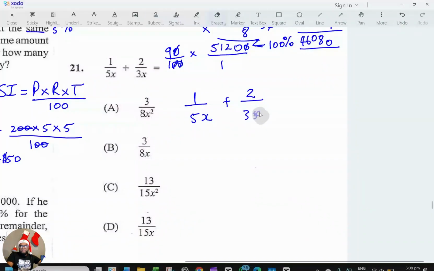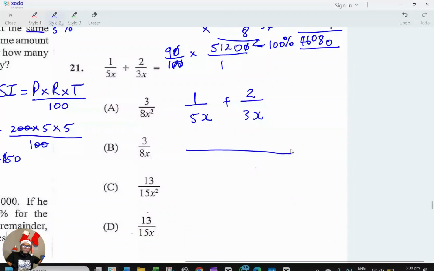One over 5x plus 2 over 3x. What's my LCM here? You could tell me what my LCM is. 15x squared? Nah, that's 15x, because 5x could go into 15x. Oh yeah, the lowest one. Good try though, very good try, Ishan.